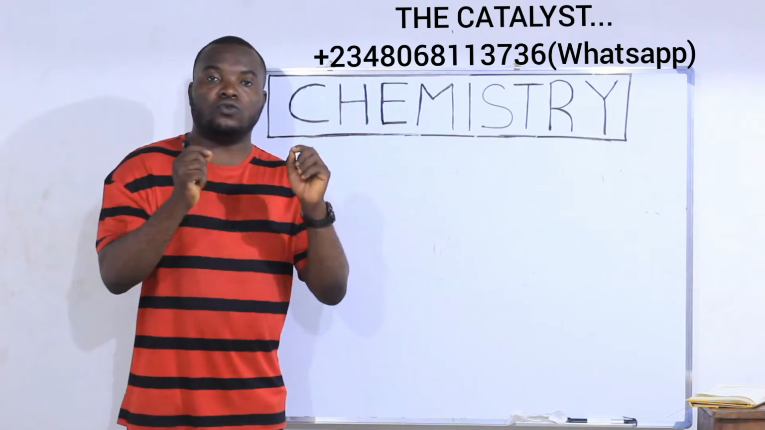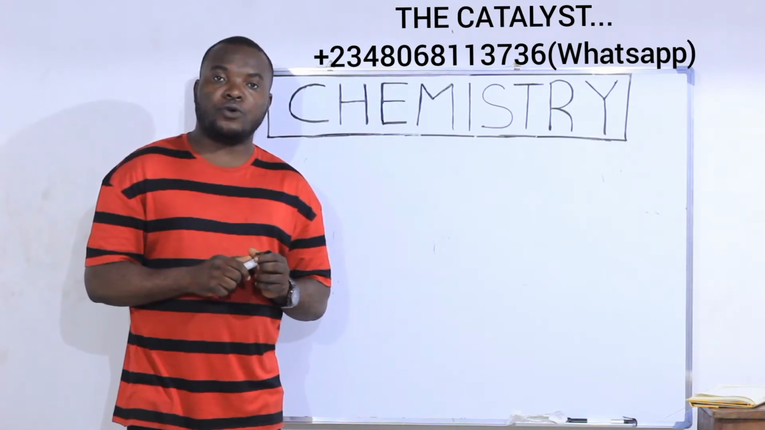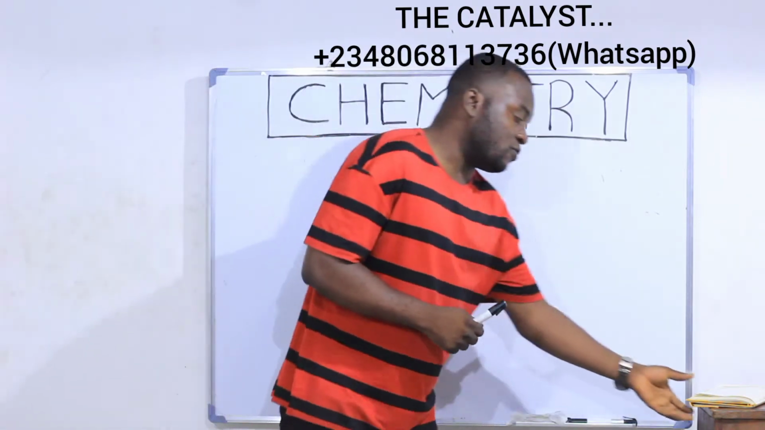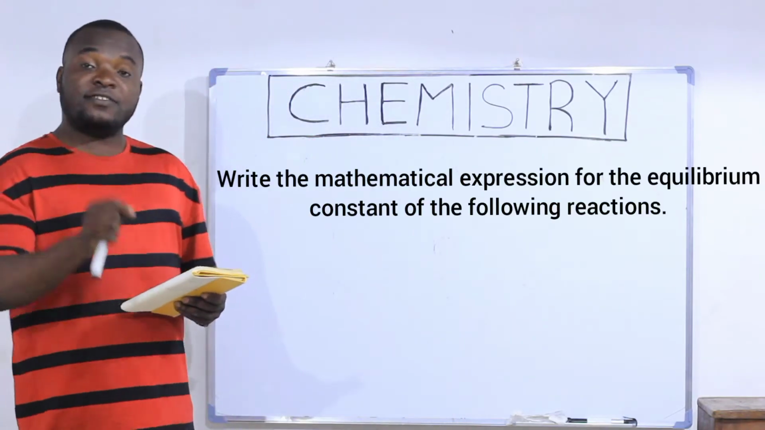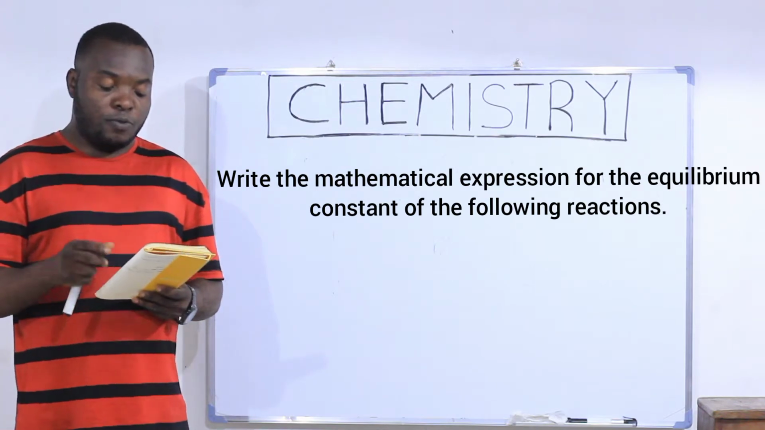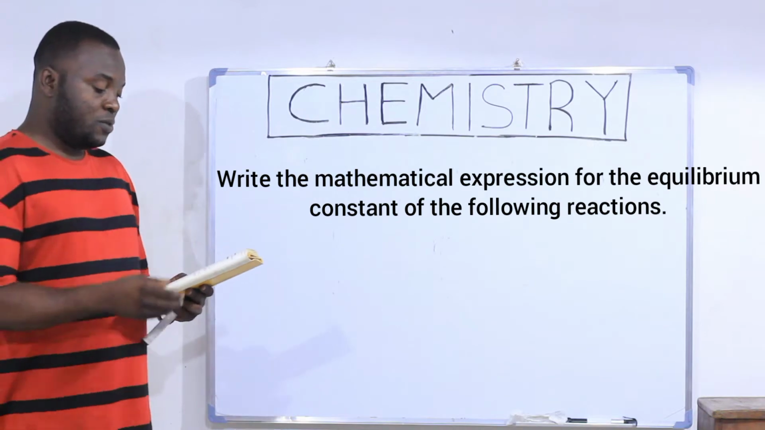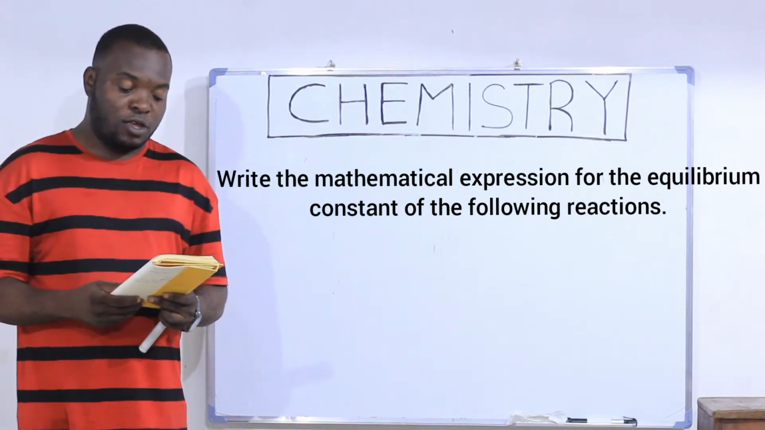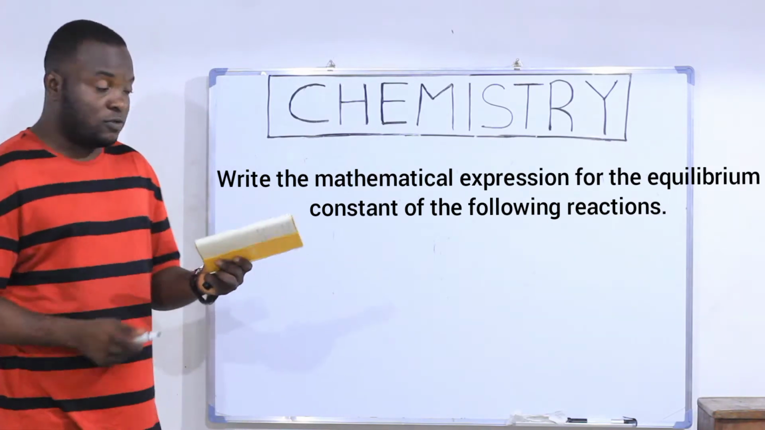In this class, we are going to look at how to write the expression for equilibrium constants of reversible reactions. Let's take these questions here. The question says, write the mathematical expression for the equilibrium constant of the following reactions.